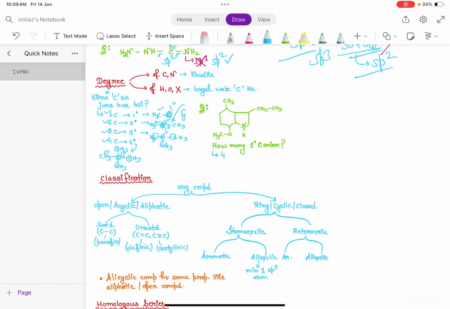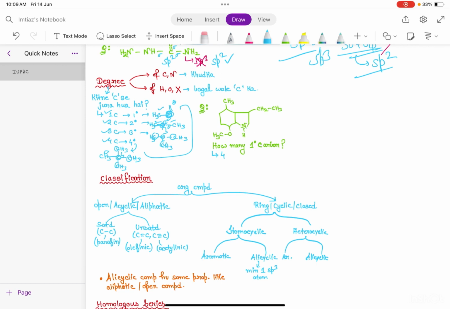Like this is the example. This example is for carbon only. Here I mentioned carbon in these examples, so you can see the carbon is attached directly to 1, so 1 degree, 2 to 2 degree, 3 to 3 degree, 4 to 4 degree. Similar situation for nitrogen as well.